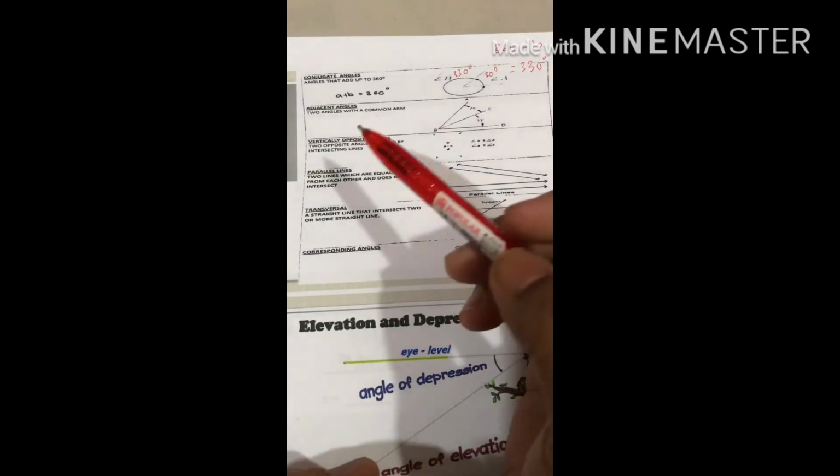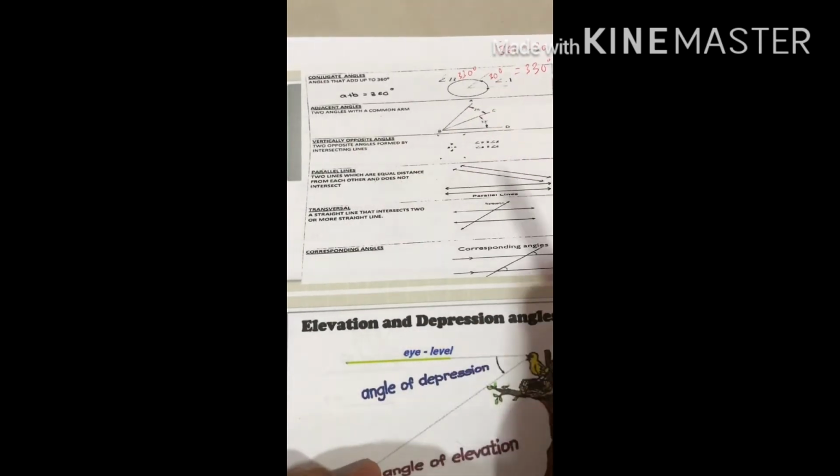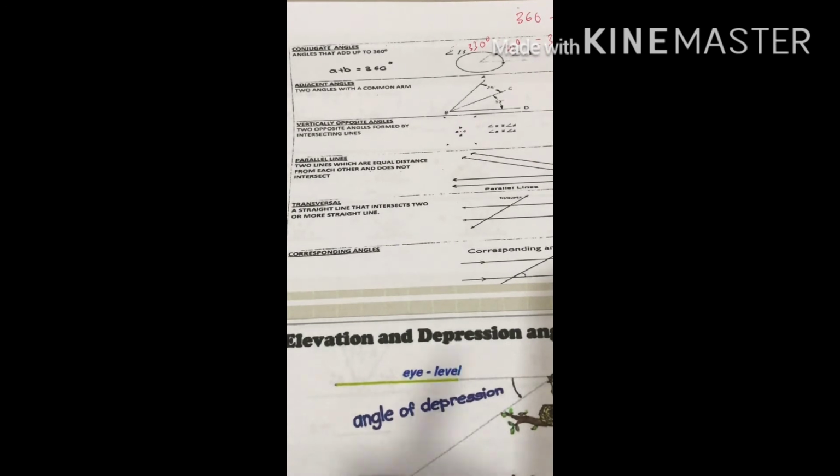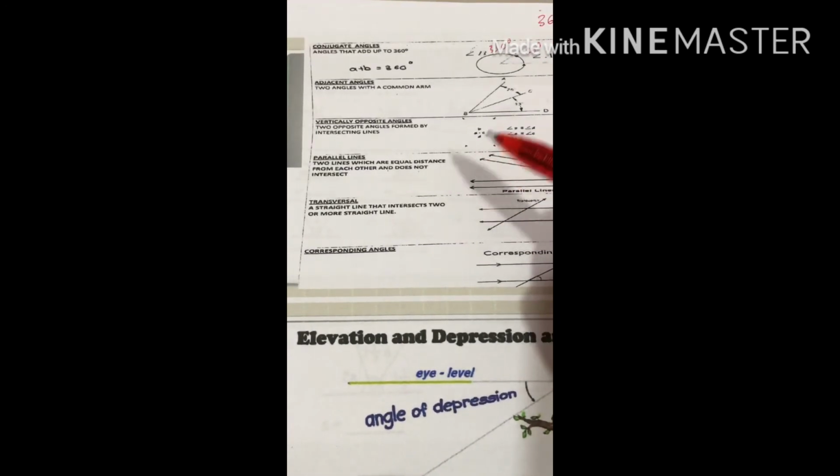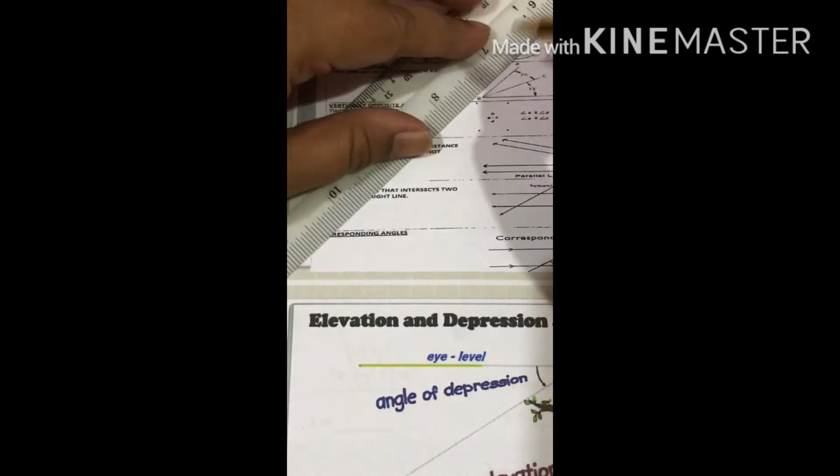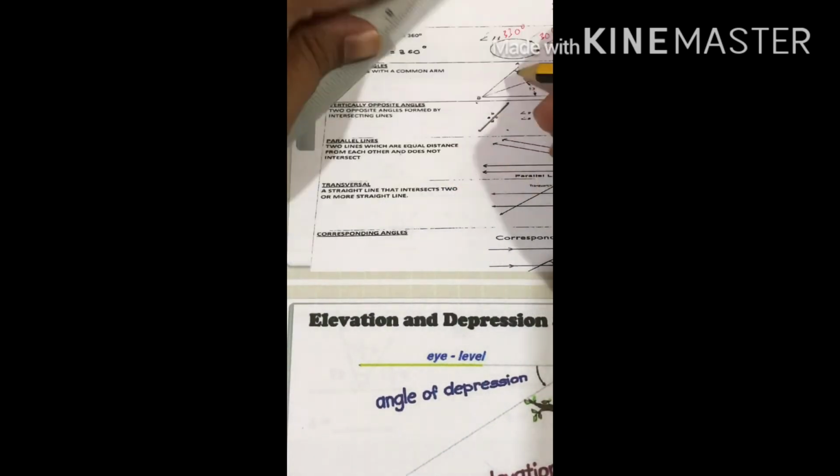The adjacent angles are two angles with a common arm. These two angles have the same size. And the vertically opposite angles. This diagram is not clear, so use your ruler and pen or pencil and draw lines like this.